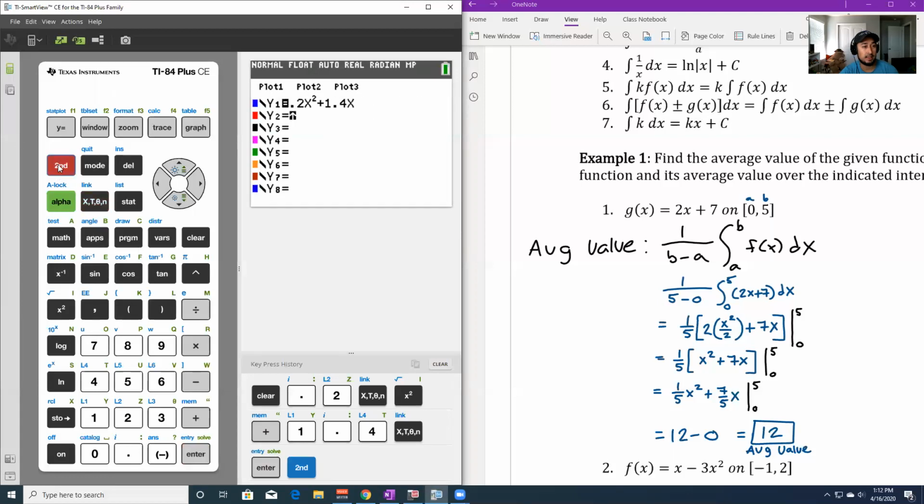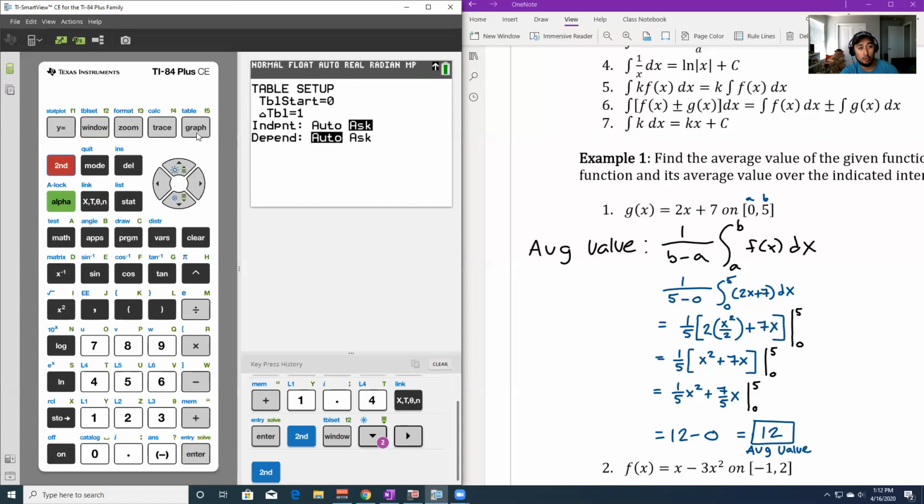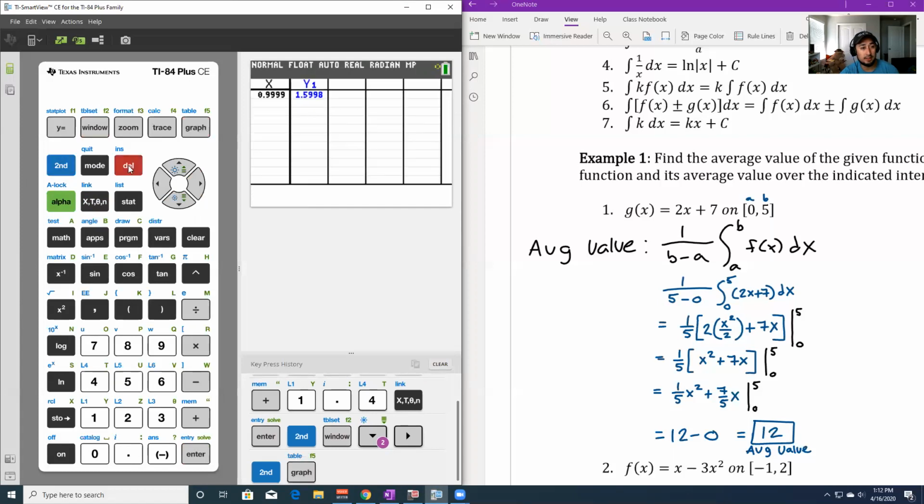Enter, second window. And my settings are still the same from the last time. It's always on ask. Then I go second, graph. Delete the values that are there and type in the 2 numbers that we need. 5, which gives me 12, 0, which gives me 0. And 12 minus 0 gives me 12, which is the average value. Okay, now let's do it the easy way.